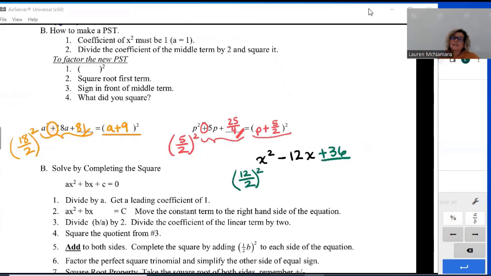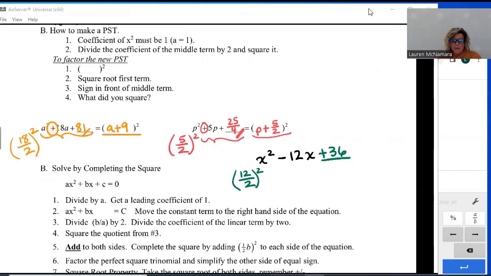So yes, the sign in front of my 12 is a negative. Can I take a negative 12 and divide it by 2 and get negative 6? Yeah. But then what do you have to do with that negative 6? You have to square it, which negative 6 squared is going to be that positive 36. So it's always a plus. That's why I don't really worry about the sign.